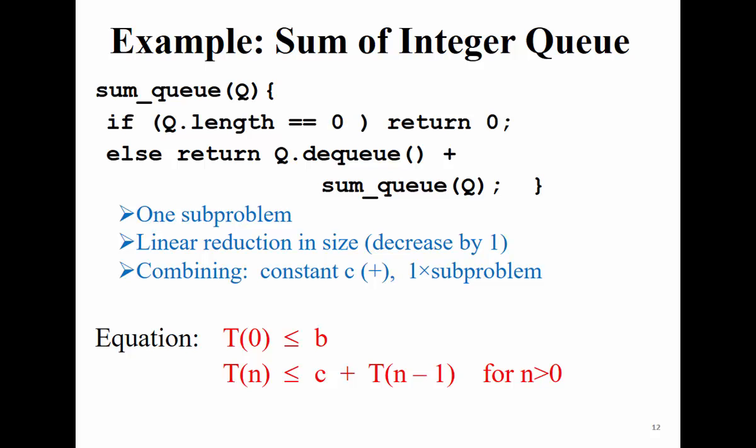So the recurrence relation will end up with T of 0 less than or equal to p, that is, the time complexity to sum a queue of size 0 is less than or equal to a constant time. Now, if you want to calculate the time complexity to sum a queue of size n, it will be less than or equal to c plus the time complexity to sum a queue of size n minus 1, for all n greater than 0. Any question about this?